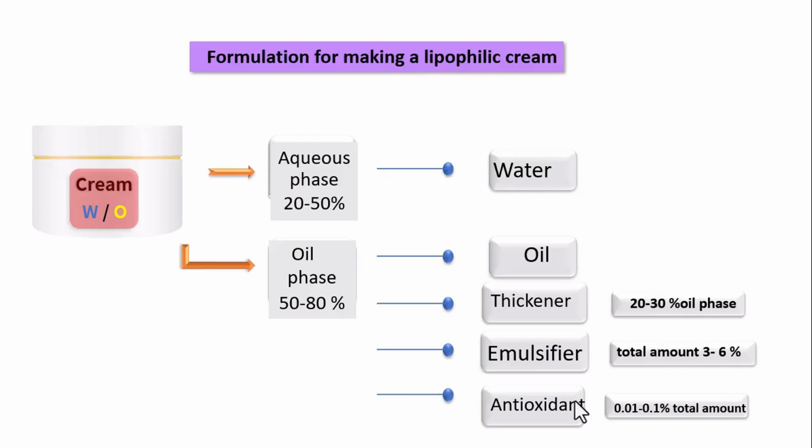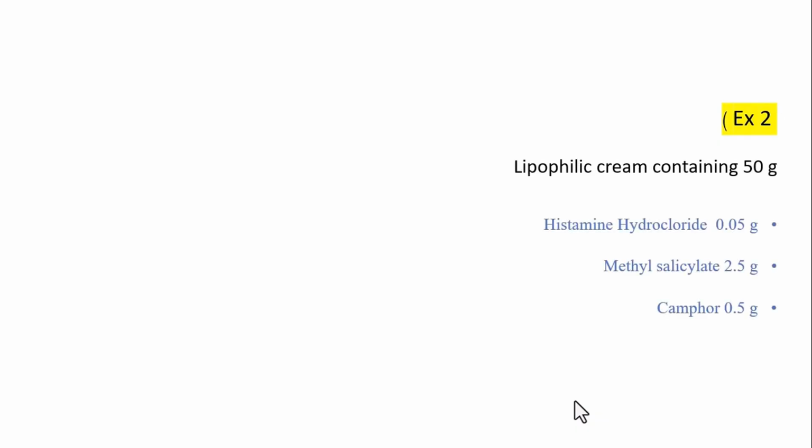In this example, we want to make a 50-gram lipophilic cream whose main ingredients, or active ingredients, are 0.05 grams of histamine hydrochloride, 2.5 grams of methyl salicylate, and 0.5 grams of camphor. Based on its main ingredients, this cream is considered an analgesic and anti-inflammatory cream.